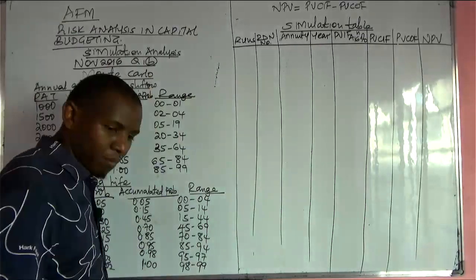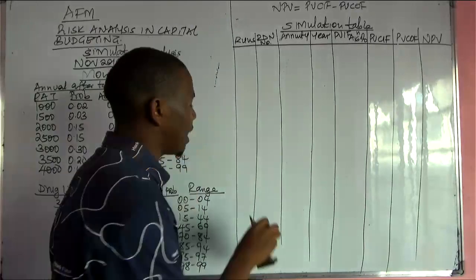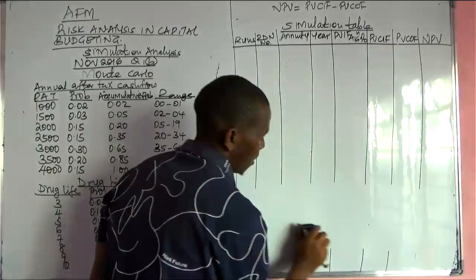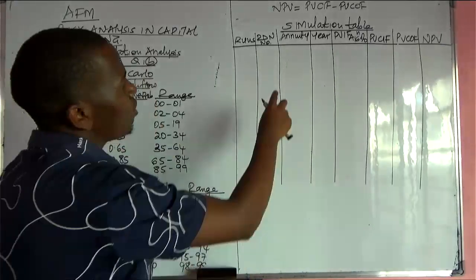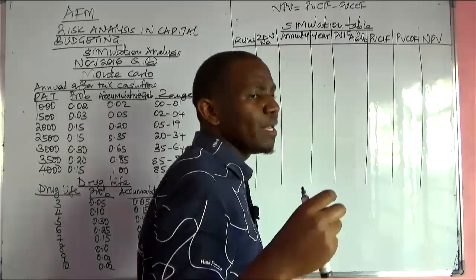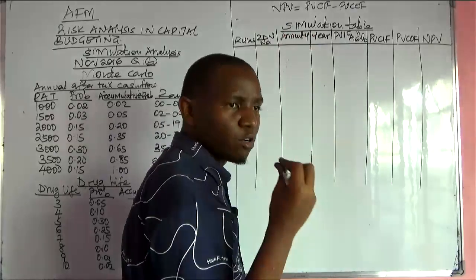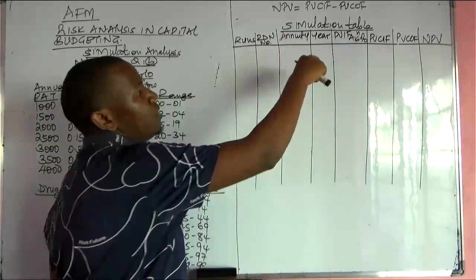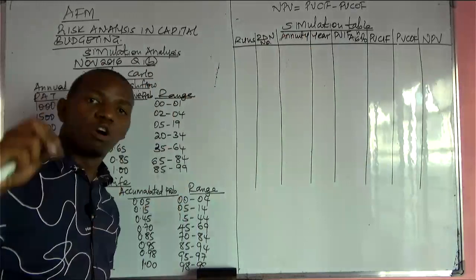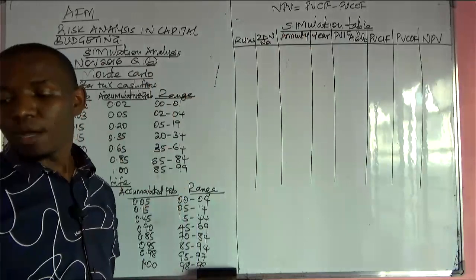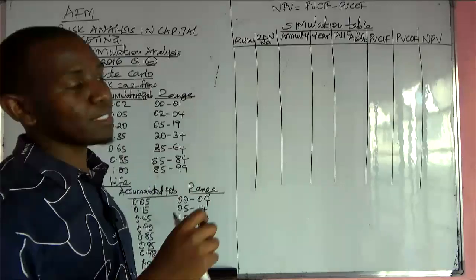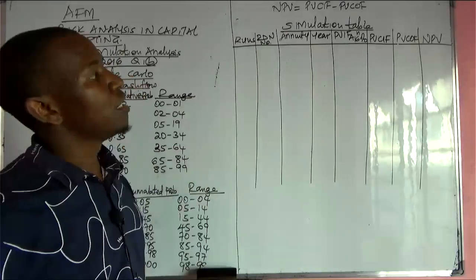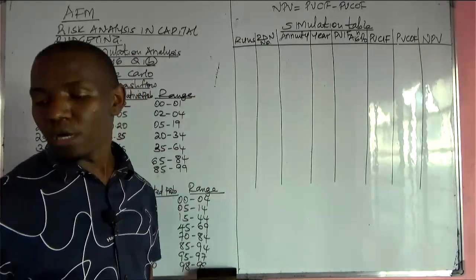So remember, we'll only do 10 simulation runs. Because we have to know the annuity. We have to know how many years these cash flows will be generated. And then it will help us to know the discounting factor. And then after that, it will also help us to understand the present value cash inflow.